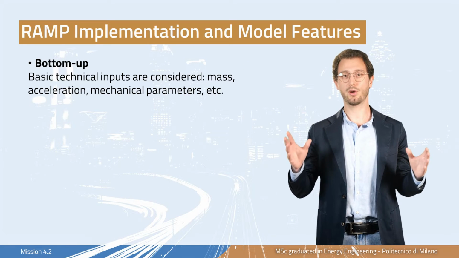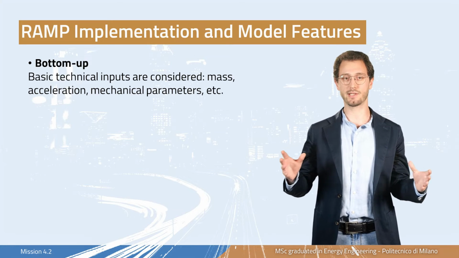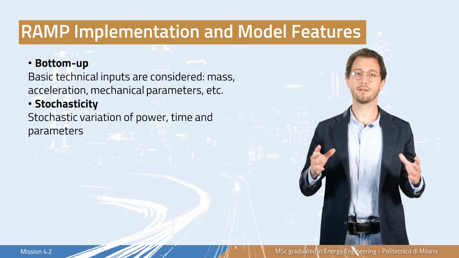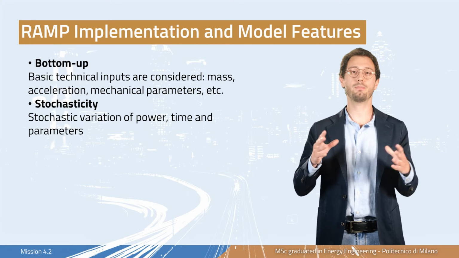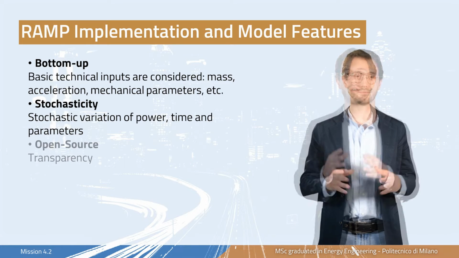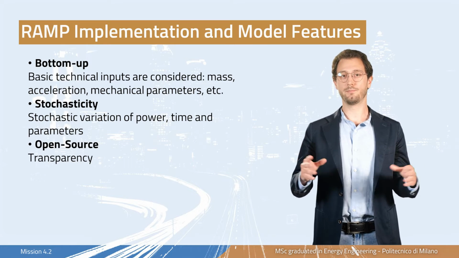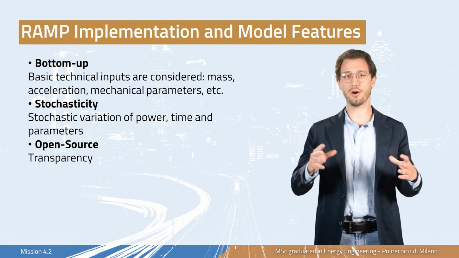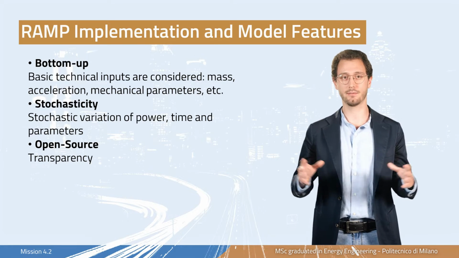The features of this energy demand model tailored for the railway sector can be described as follows. First, the model is bottom-up because it relies on fundamental technical inputs such as mass, acceleration, and mechanical parameters. Next, it is a stochastic model, as RAMP allows for the randomization of power, usage time, and train parameters. Finally, the model is open source, ensuring transparency by using train and route data derived from literature or open access databases. Now, a case study will be presented.